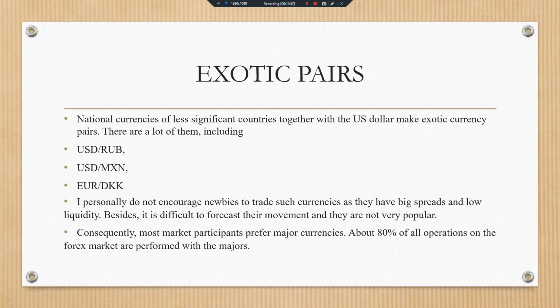Now the last category is exotic pairs. These are pairs from nations of less significance, together with the USD. There are a lot of them, and some of them are not even listed. So we have the USD together with the Russian ruble, and we have the Mexican peso, but if we were to put Zambia here, it would probably be here, and you have USD ZAR, which is also part of the exotic pairs.